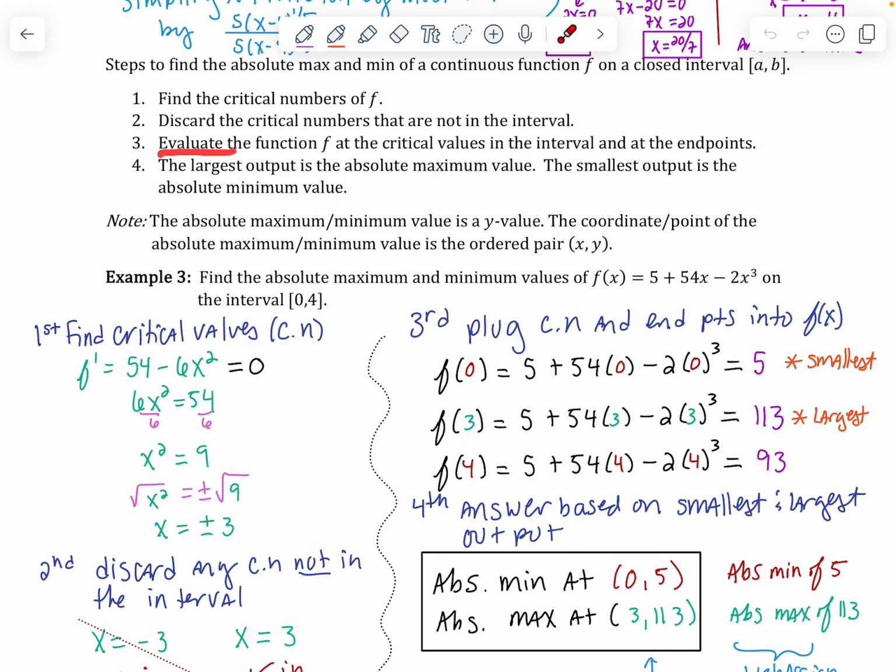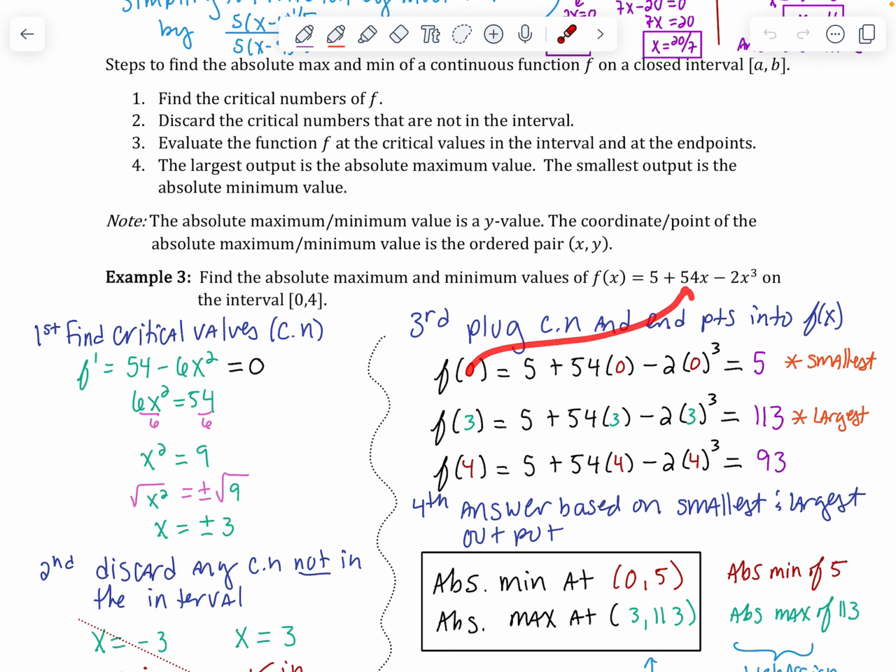So my next step is to evaluate the critical number I kept, positive 3, and my endpoints of 0 and 4. I'm plugging the critical number and endpoints into the original function. I'm not plugging them into the derivative. I usually like to start by writing the first and last endpoints, making sure this way that any critical number is in between them. So if I was tempted to write f of negative 3, I would question, how did negative 3 come after 0? And that would be my reminder to get rid of it.